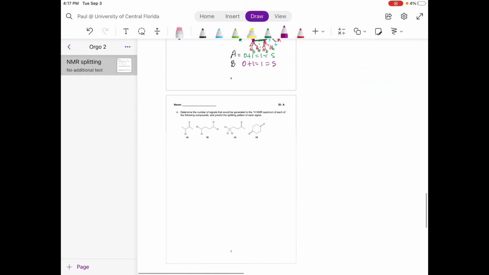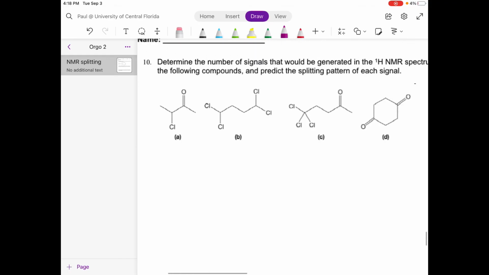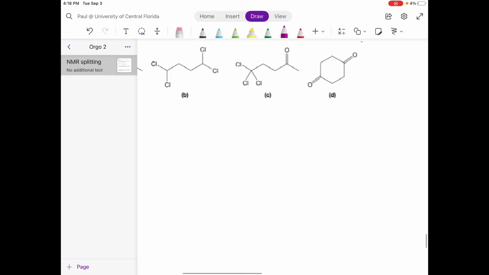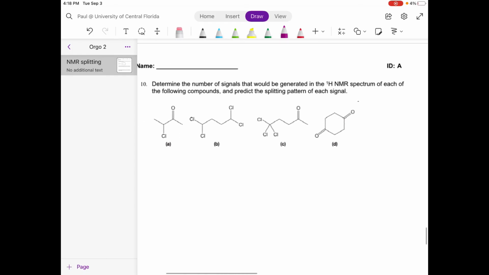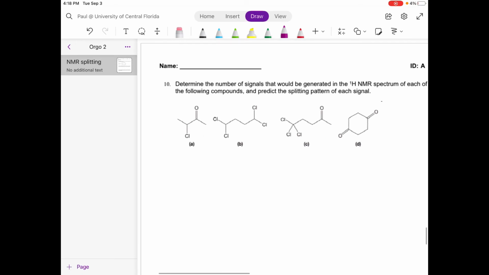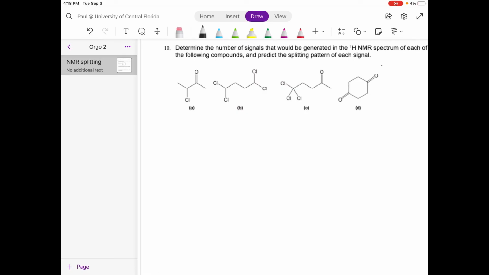Okay. Let's see the last problem here. Determine the number of signals that would be generated in the proton NMR for the following compounds. Predict the splitting patterns for each signal. Okay, so if we take a look at molecule A, I would first want to redraw like that, and I notice that we have a stereocenter. And then we have our dashed hydrogen like that.